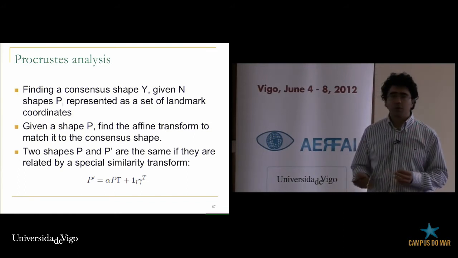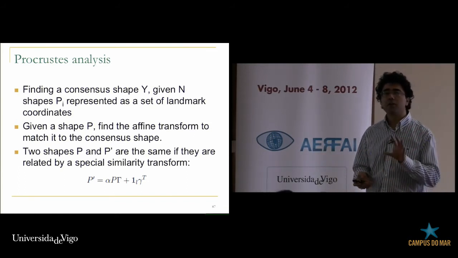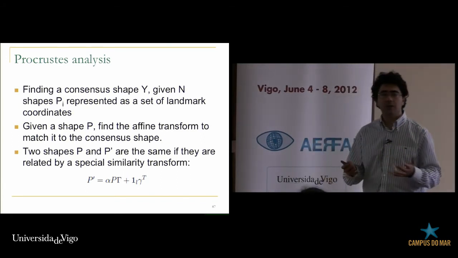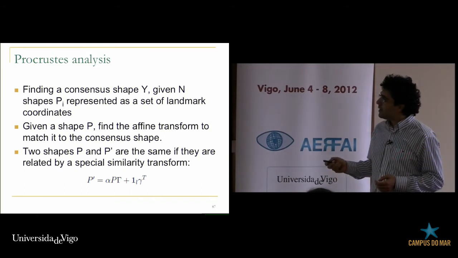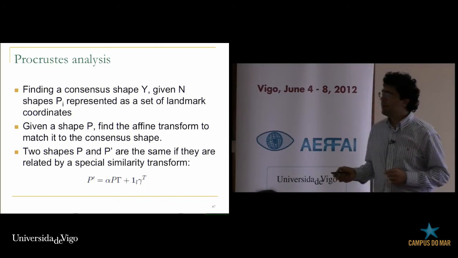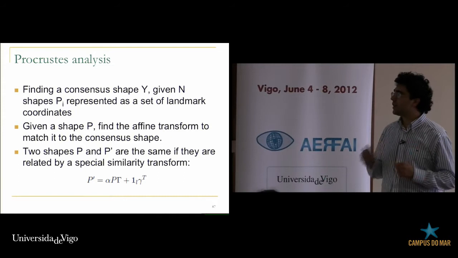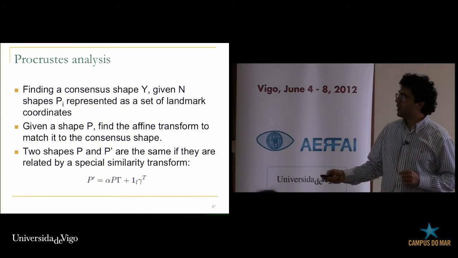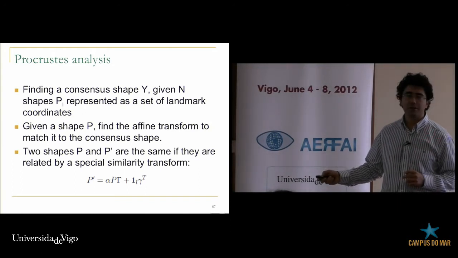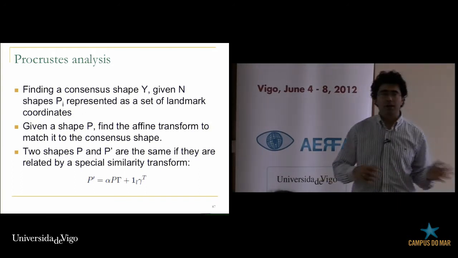The first thing Procrustes analysis seeks to do is to find a consensus shape. Okay, what is the generic shape of these objects? And it does this by an affine transformation. So it assumes that shapes P and P prime are the same if they are related by a special similarity transform. So P prime equals alpha times R times P plus t. So this is a rotation matrix, this is a scaling factor, and this is a translation. So this is overall an affine transformation.